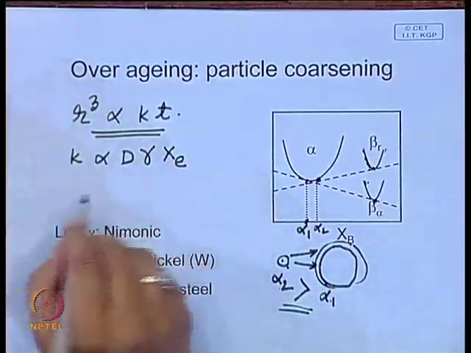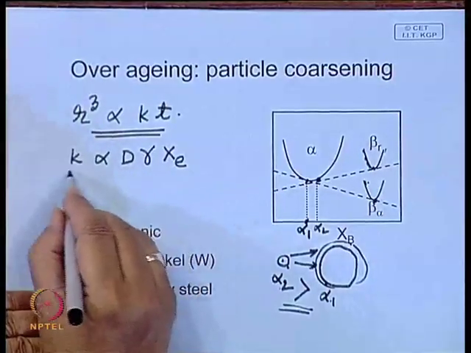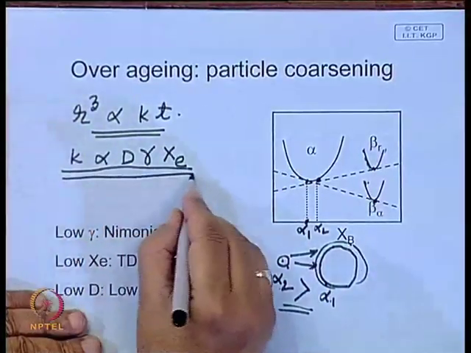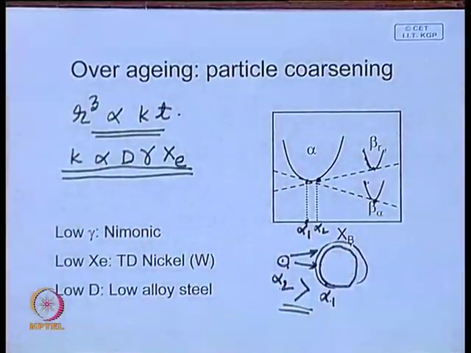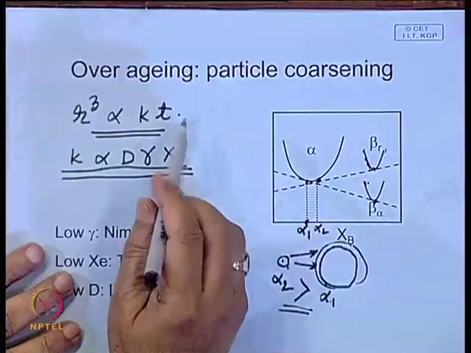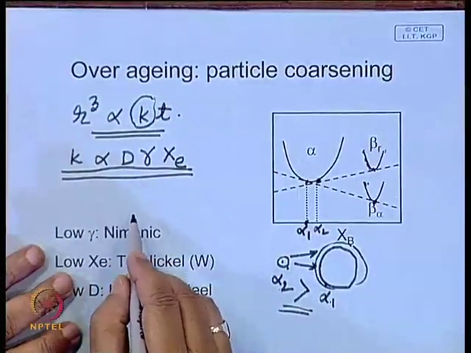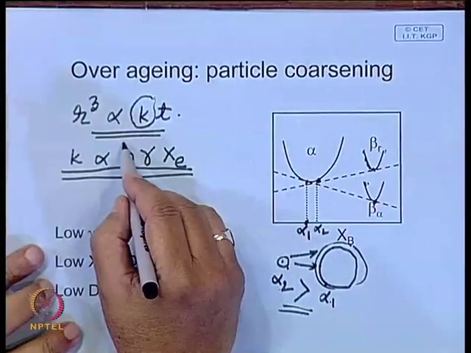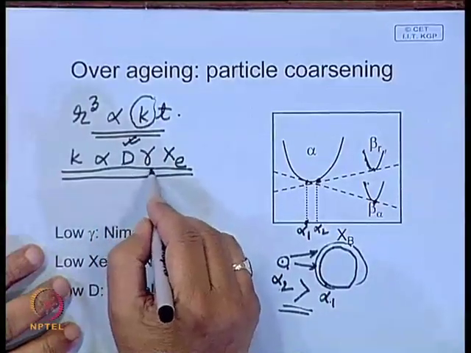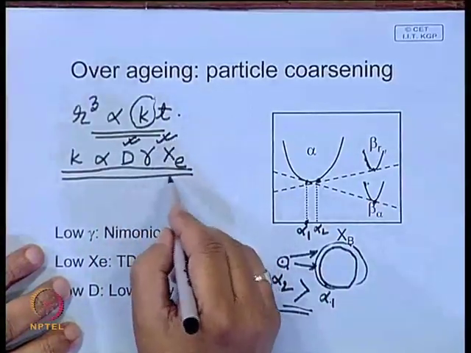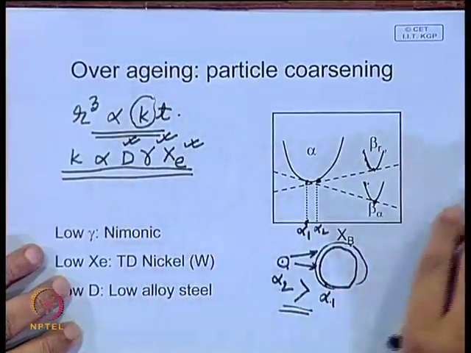Now, think about designing a precipitation hardenable alloy and improving its strength. These alloys have a lot of applications, even at high temperatures, and if you want to improve high temperature strength, the alloy will be subjected to high temperature exposure. So, at high temperature when it is in service, you have to reduce K. How can you reduce K? There are three ways: bring down the diffusivity, bring down gamma, bring down the solubility limit.